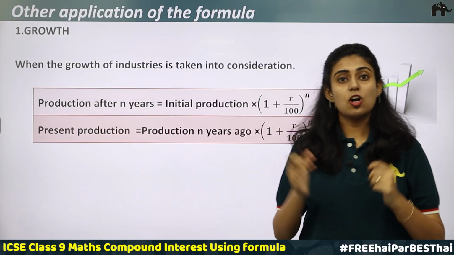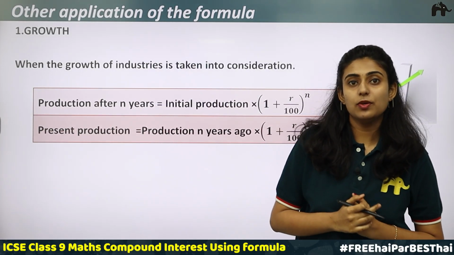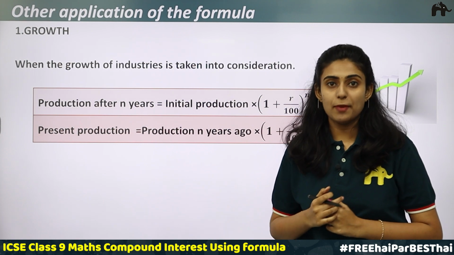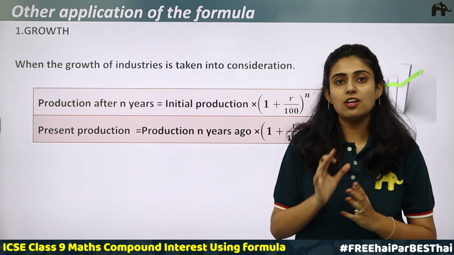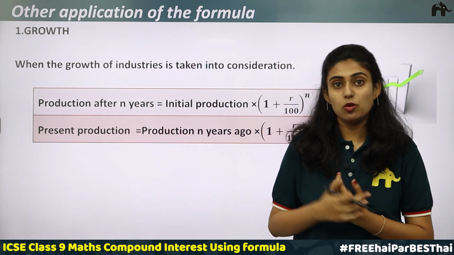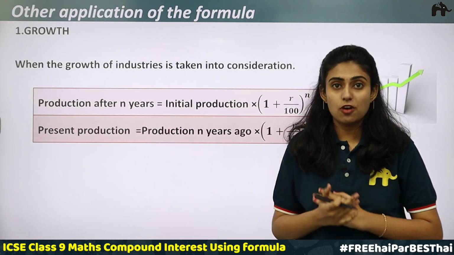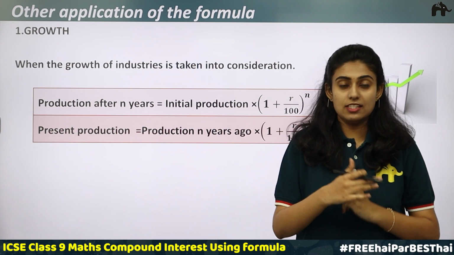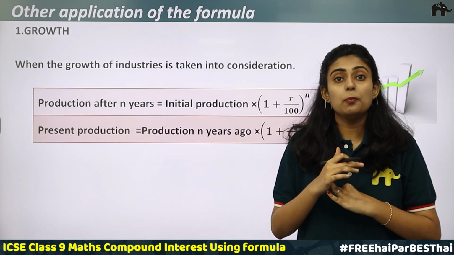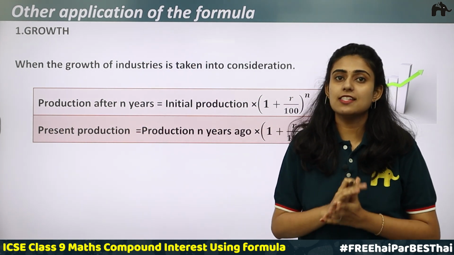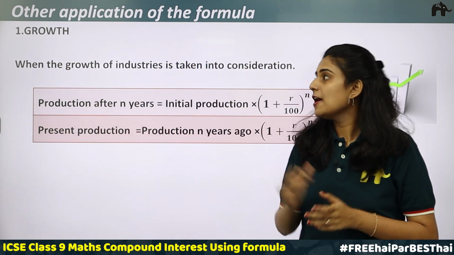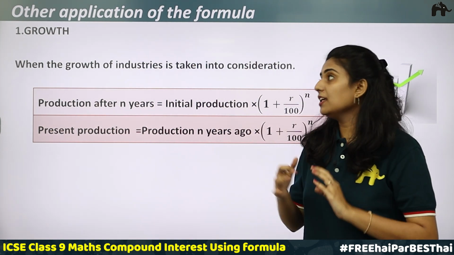So, we have discussed the compound interest formula, which is A is equal to P into 1 plus R by 100 whole raised to N. This is not just used in finding the amount when the principal is given at a compound interest. You can also use this formula to find the growth of industries, in population growth, and in depreciation. In all these cases, you can use the same formula. Let's see how. First, how it is applied in the case of growth.